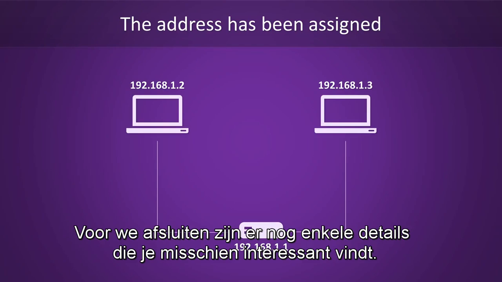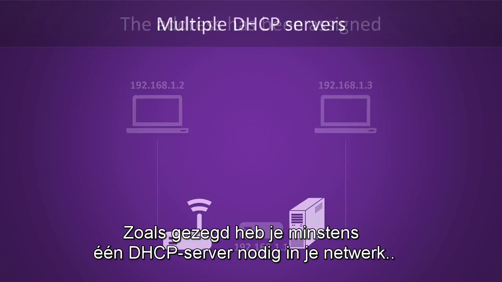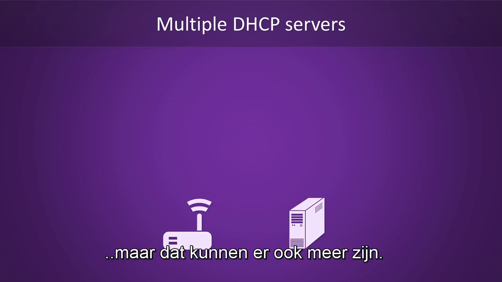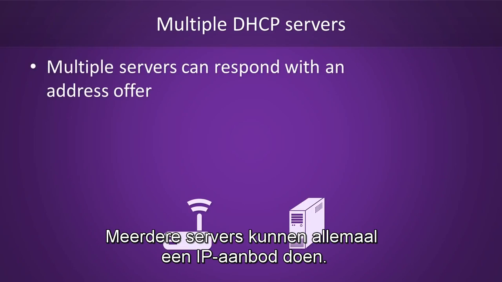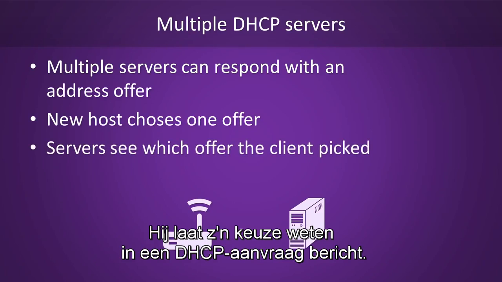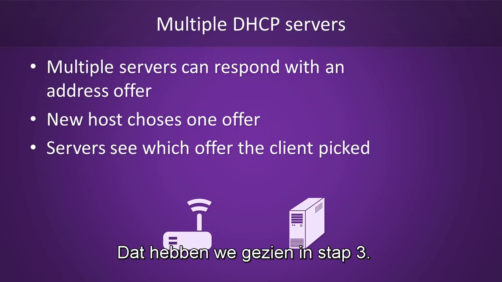Now, before we wrap up, there are a few more things you might want to know about. As I said earlier, you need at least one DHCP server on your network, but you can also have multiple. When you have multiple servers, they can all respond with an address offer. Whenever this happens, the new host will be allowed to choose from any of the offers it received. It will announce its choice using a DHCP request message, like we saw in step 3.